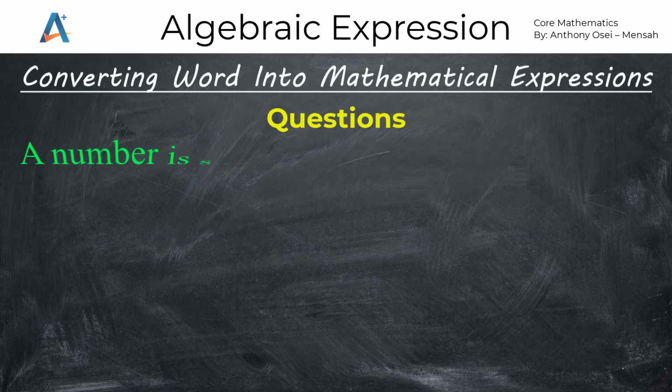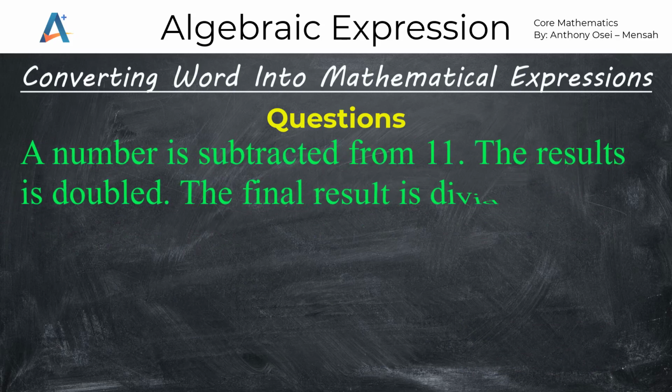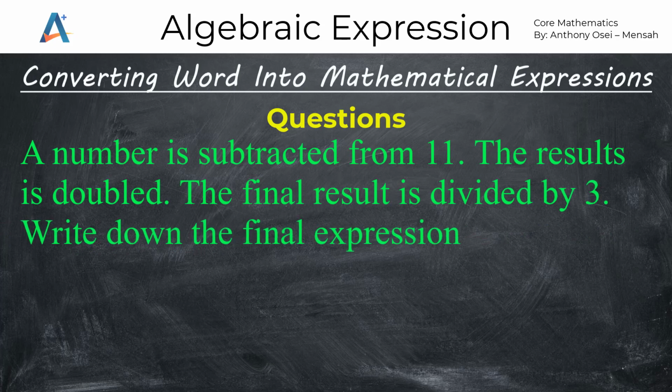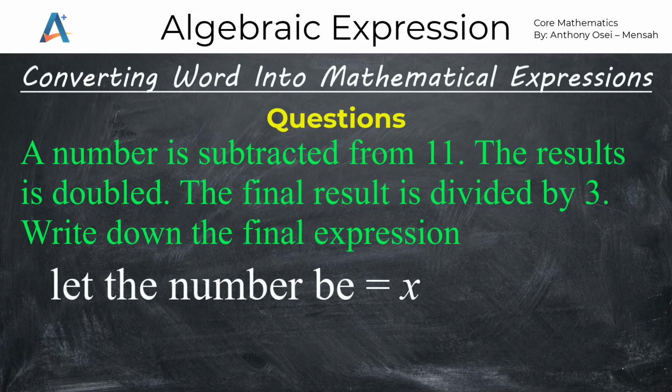Question number 3. It reads, a number is subtracted from 11. The result is doubled. The final result is divided by 3. Write down the final expression. It is very clear here. Let us take it one after the other and convert all the various words into mathematics. Now, it says that a number is subtracted from 11. From the beginning, the number is not given. So let the number be equal to x. So it means that we are all representing the unknown number with the variable x.